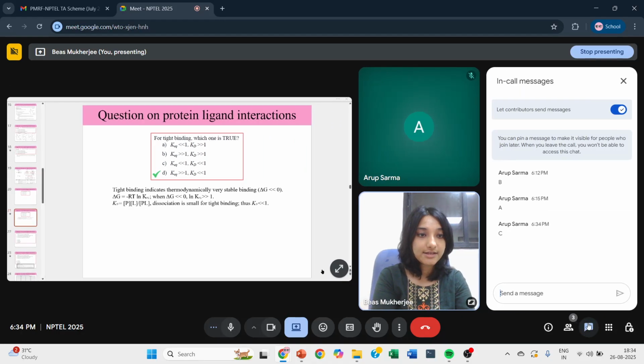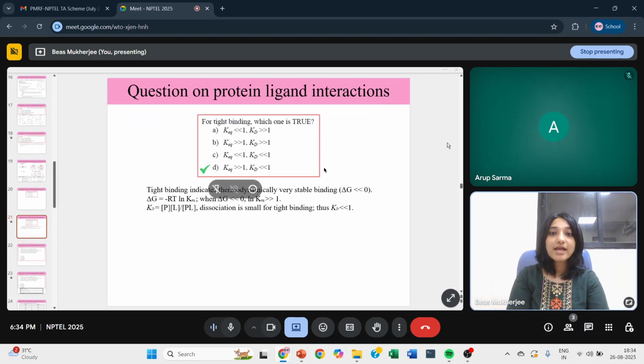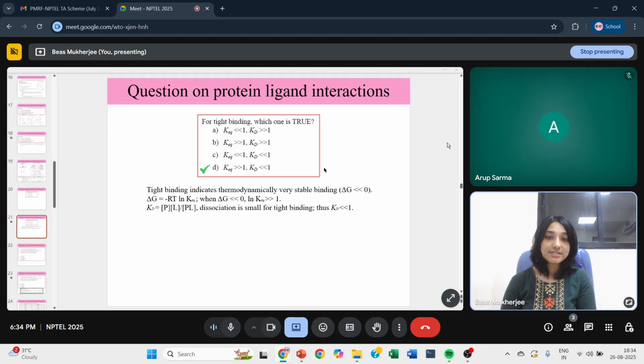So see, the right answer here is actually D. So tight binding indicates that thermodynamically very stable binding is happening. So delta G is much less than 0 because it is a spontaneous reaction, right? And delta G is equal to minus RT ln KEQ, where delta G is much less than 0. So that means both of these are negative. Both the terms will be negative, and so the KEQ will be much more than 1.